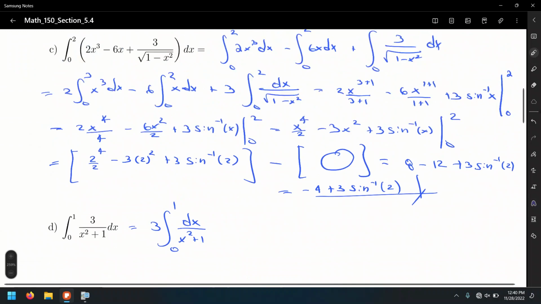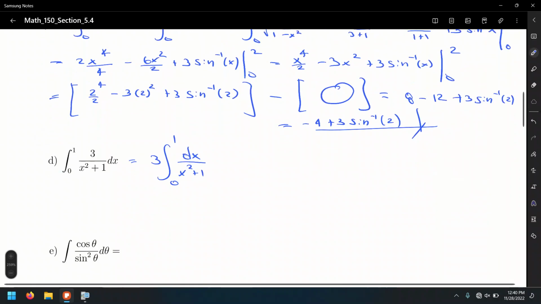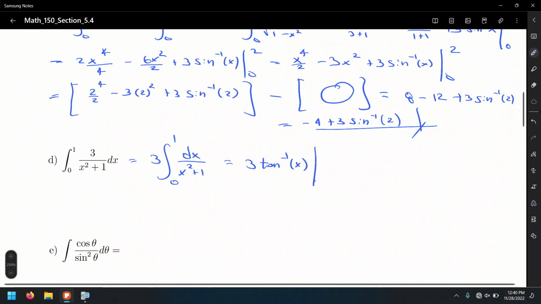So this is going to be 3 times tangent inverse of x evaluated between 0 and 1. All right? And again, fundamental theorem. So this is 3 times tangent inverse of 1 minus 3 times tangent inverse of 0. And well, in this case, okay, let's evaluate this inverse tangent.